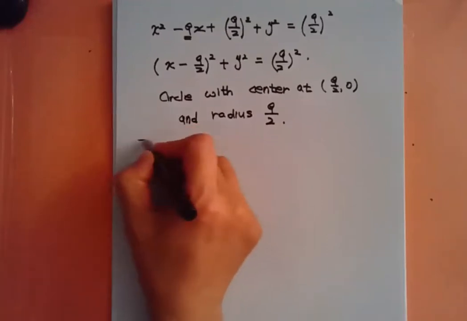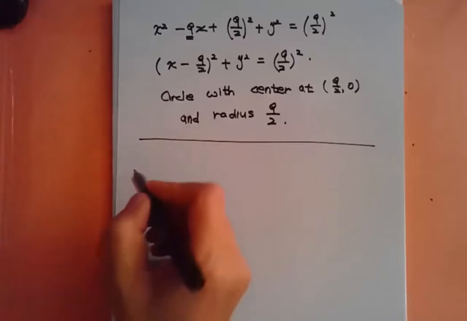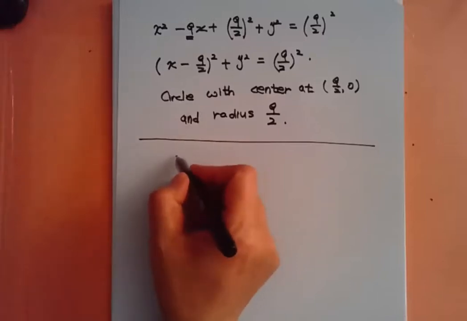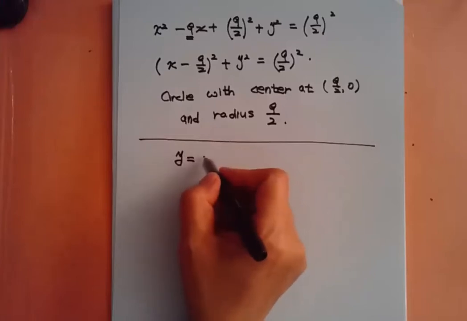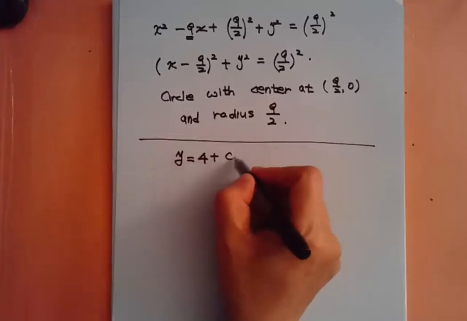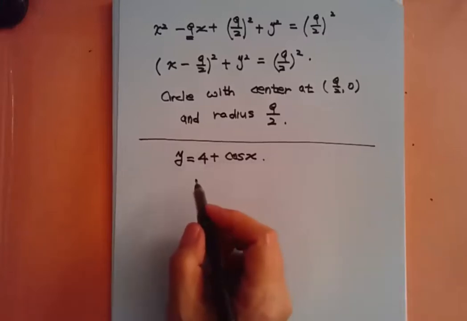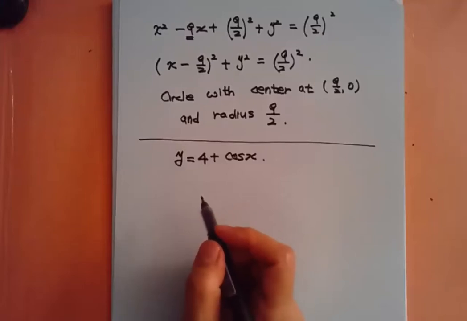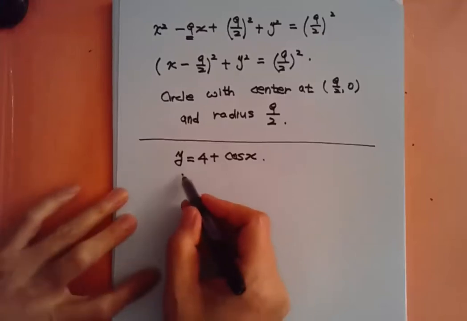And so that is the first one. And the next one is not a circle. That is more like a cardioid. So 4 plus cosine of x. It is not a cardioid. Indeed, it is just a one-leaved rose.